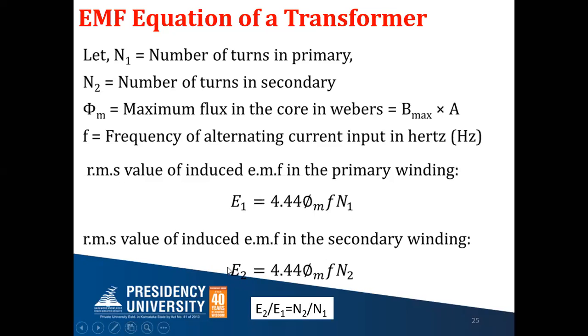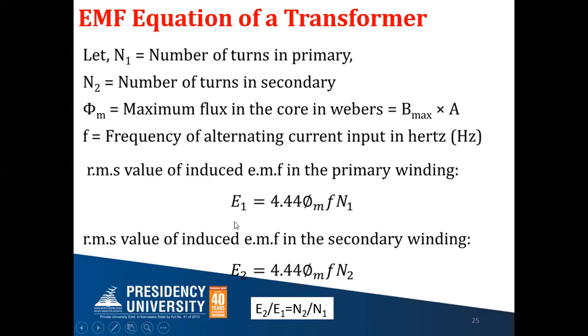And in the same way we can express an expression for E2, the induced EMF in the secondary winding. So E2 is equal to 4.44 phi m into F into N2. Here the only change is that instead of N1 we use N2 because we are talking about E2. So the primary side has a separate equation and the secondary side has a separate equation. We can generally write E is equal to 4.44 phi m F into N, whether in the primary side or in the secondary side.